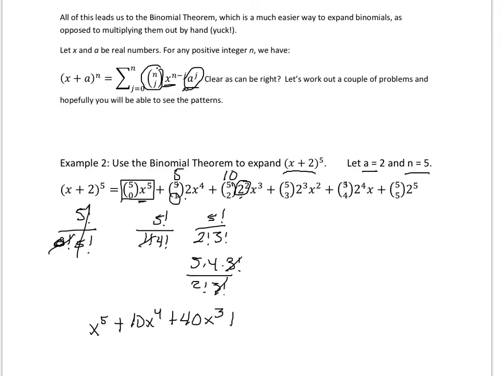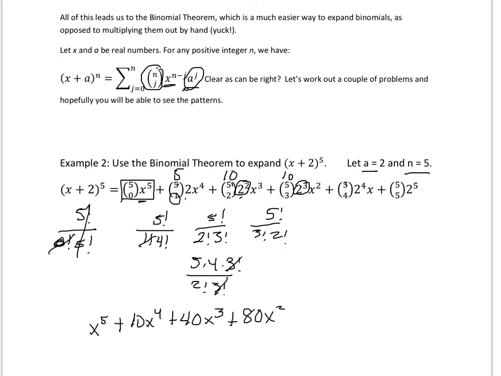Okay, now let's go 5 choose 3. So I get 5 factorial over 3 factorial times 2 factorial. Didn't I just do that one? That's the same one we just did, right? Okay, sweet. So that is 10. And then I'm going to times this by 2 to the third power. What's 2 to the third power? 8 times 10 is 80. X squared.